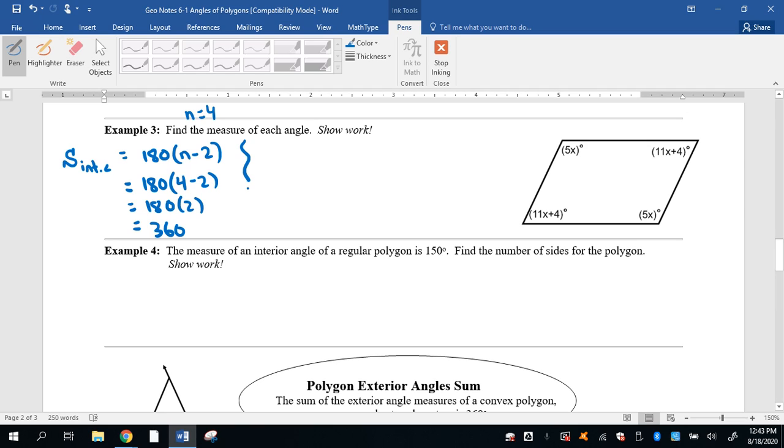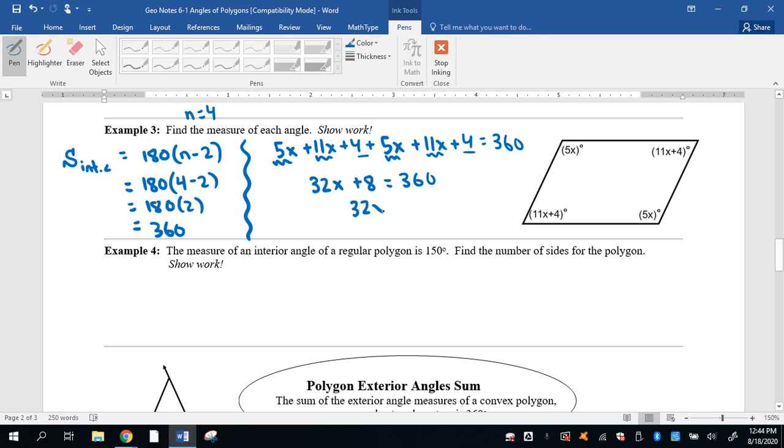So my next equation is I'm going to take each of these and add them. So 5x plus 11x plus 4 plus 5x plus 11x plus 4 equals that sum of 360. Add like terms. So we have 5 plus 11 plus 5 plus 11, or in other words, 16 plus 16, is 32x. And then we have 4 plus 4, so plus 8 equals 360. Subtract 8 from both sides and divide both sides by 32. Make sure you're answering the question. So I get x is 11.